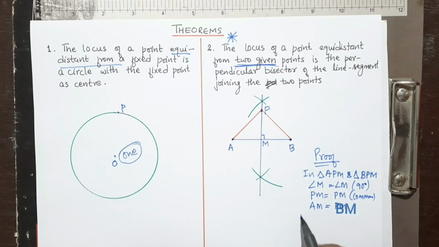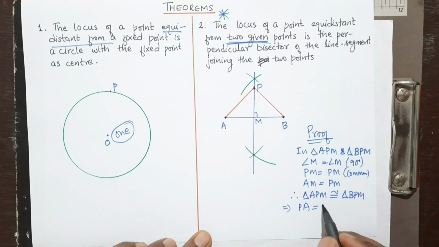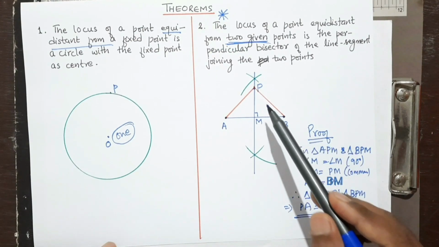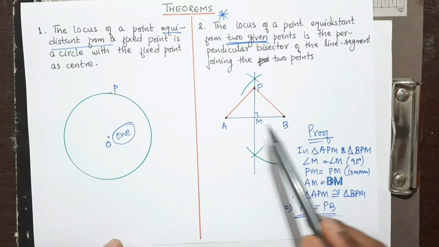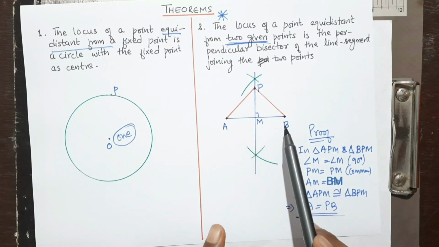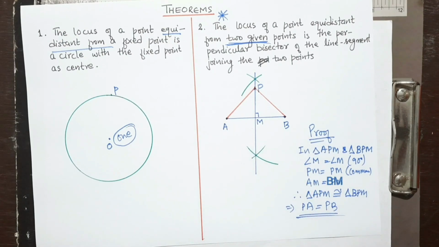Therefore triangle APM is congruent to triangle BPM by SAS. So this implies PA is equal to PB by CPCT. That means any point lying on this perpendicular bisector is equidistant from both the points A and B. So this is the second theorem, and this one is a very important theorem. Why? Because according to this theorem, we learn to construct the perpendicular bisector of a line segment.